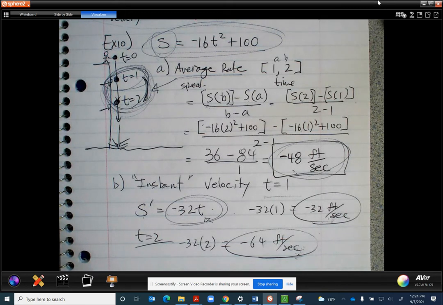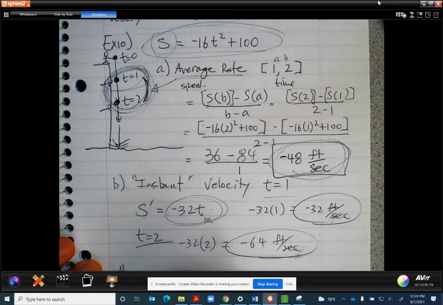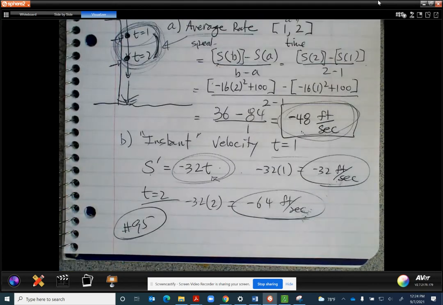Go to number 95. Find number 95 on page 145. That's part of your homework. Read it. They don't give you the formula. You're supposed to come up with it. Anybody have an idea what your formula is for number 95? Anybody have an idea? Yes.